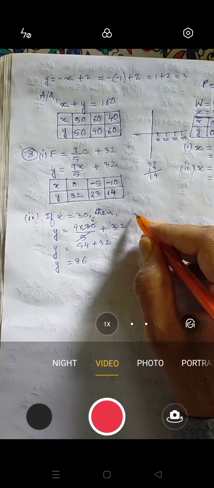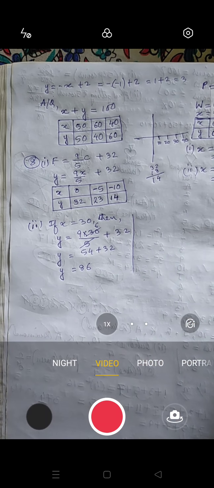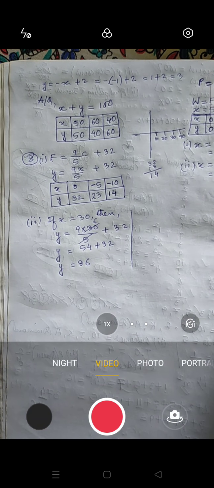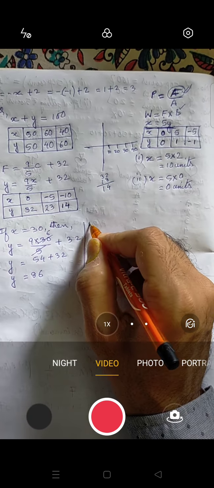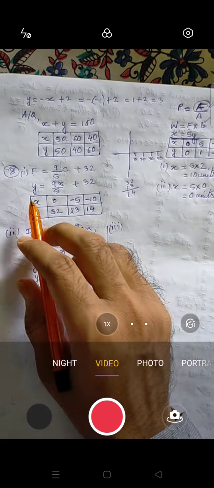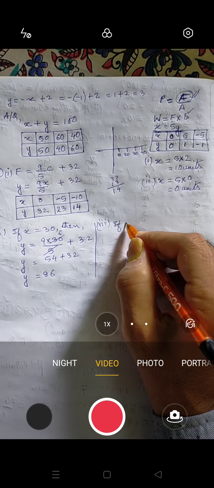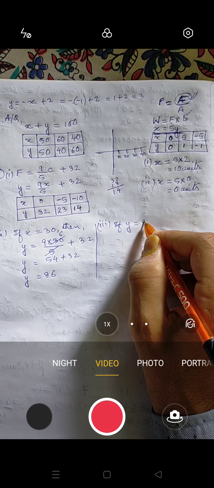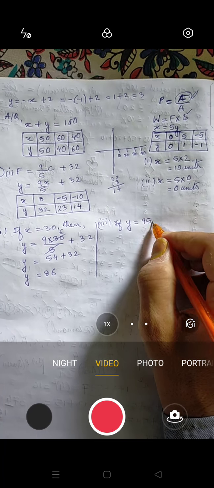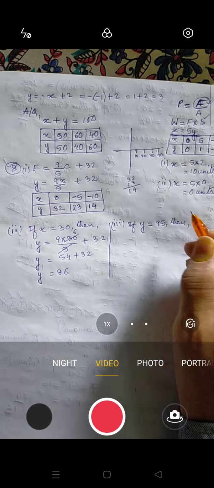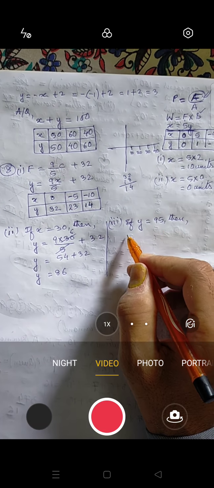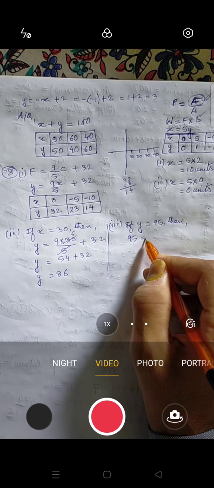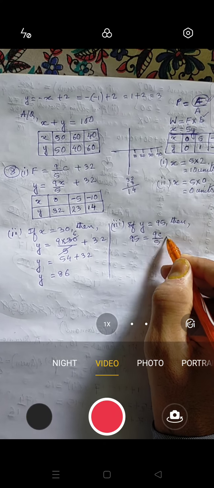Okay, now let's move to number 3. If the temperature is 95 degrees Fahrenheit, Fahrenheit means we are taking y. So if y is equal to 95, then we'll substitute in this formula. 95 is equal to 9C by 5 plus 32.